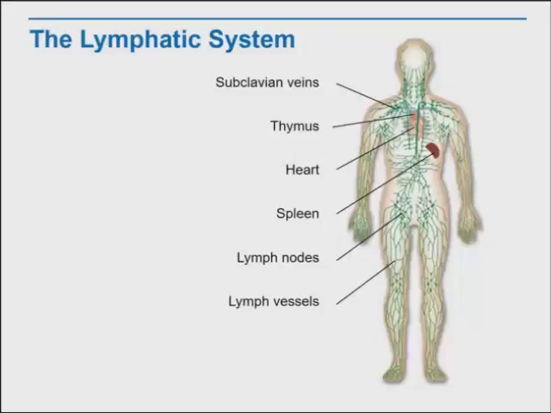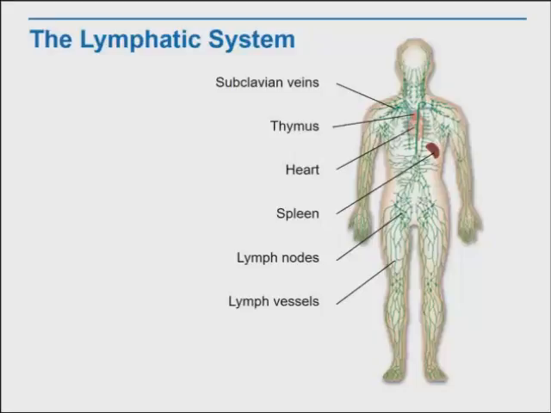The lymphatic system also plays an important role in the absorption of nutrients. A system of lymph vessels runs alongside the intestines. The vessels pick up fats and fat-soluble vitamins from the digestive tract and transport these nutrients into the bloodstream.